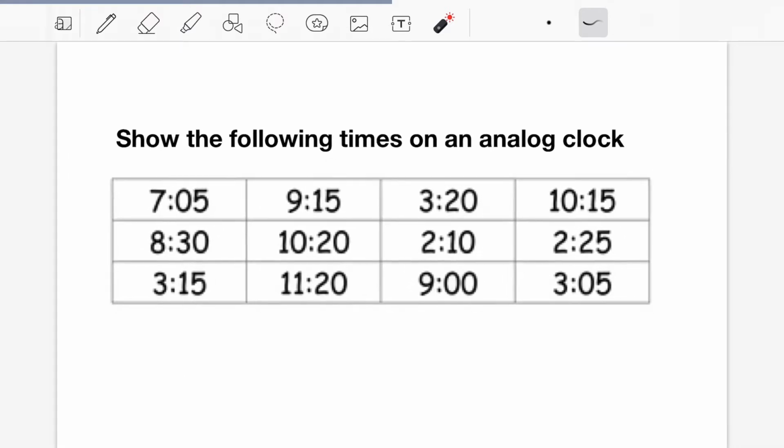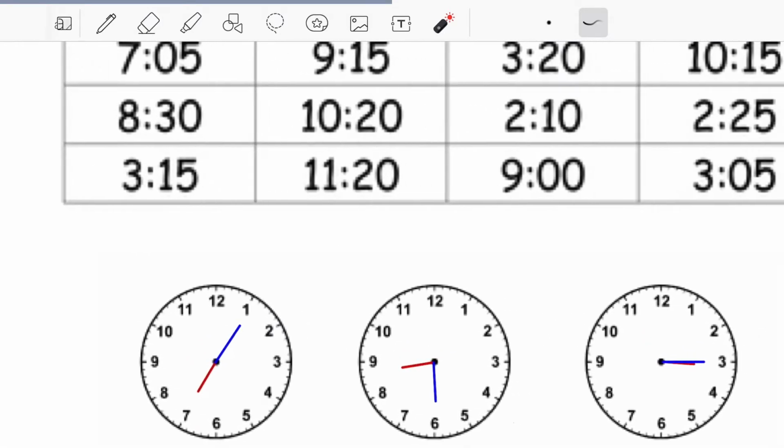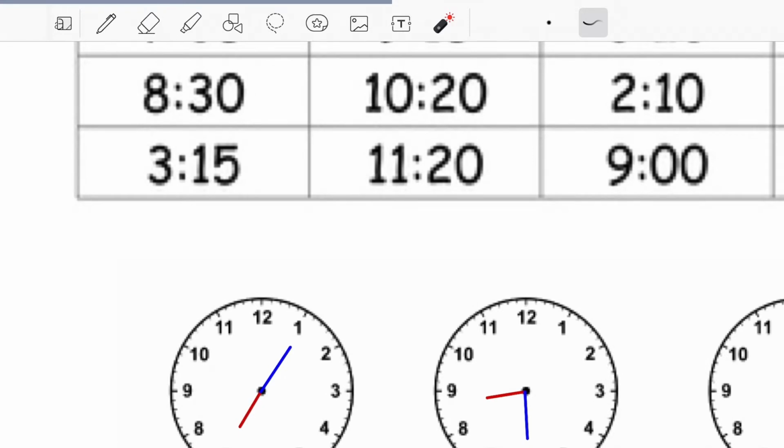Let's look at another exercise. Show the following times on an analog clock. So remember, the analog clock is a clock with the hands. 7:05 means that the hour hand will be pointing on the 7 and the minute hand will be on the 1, which means 5 minutes.